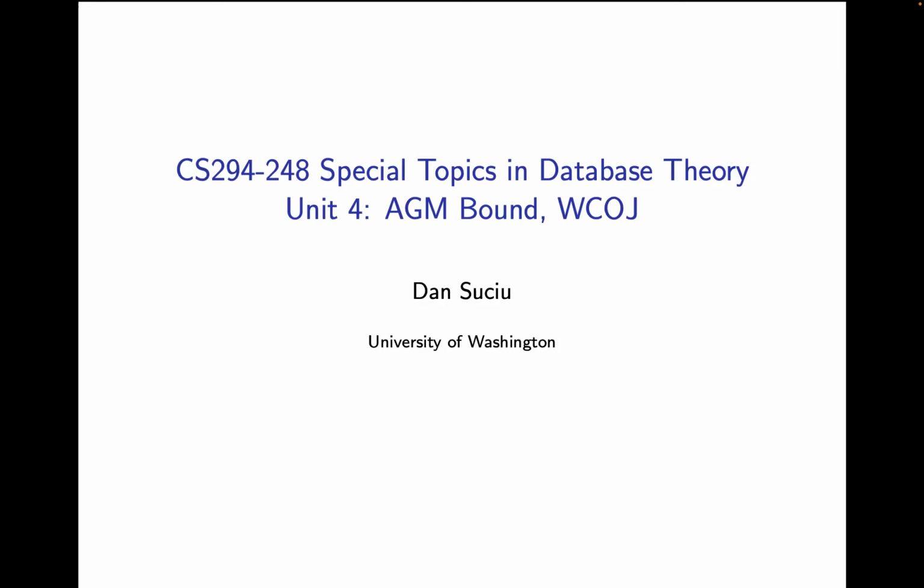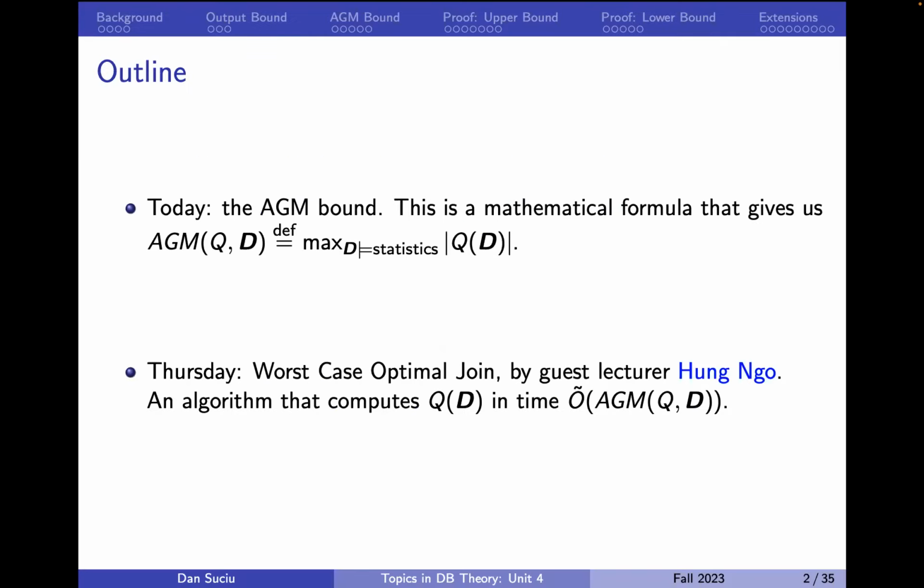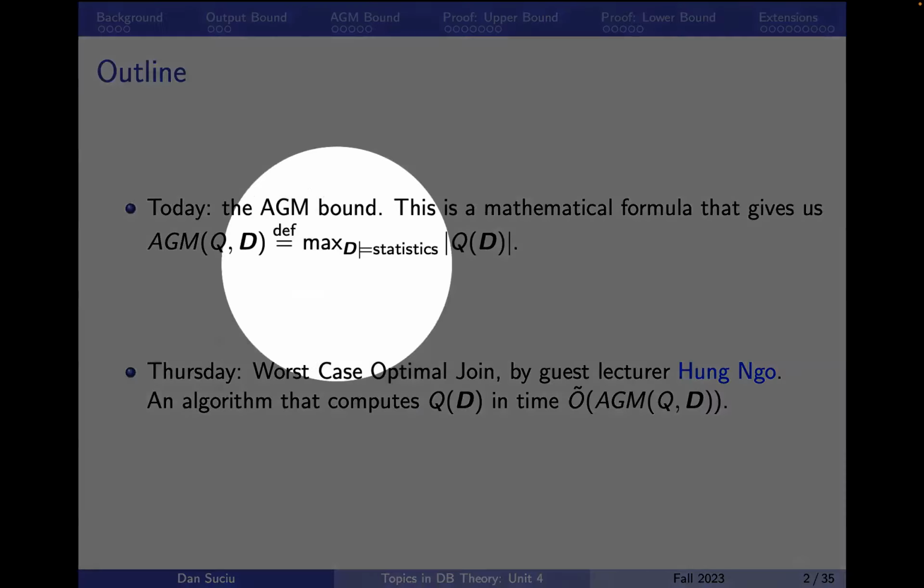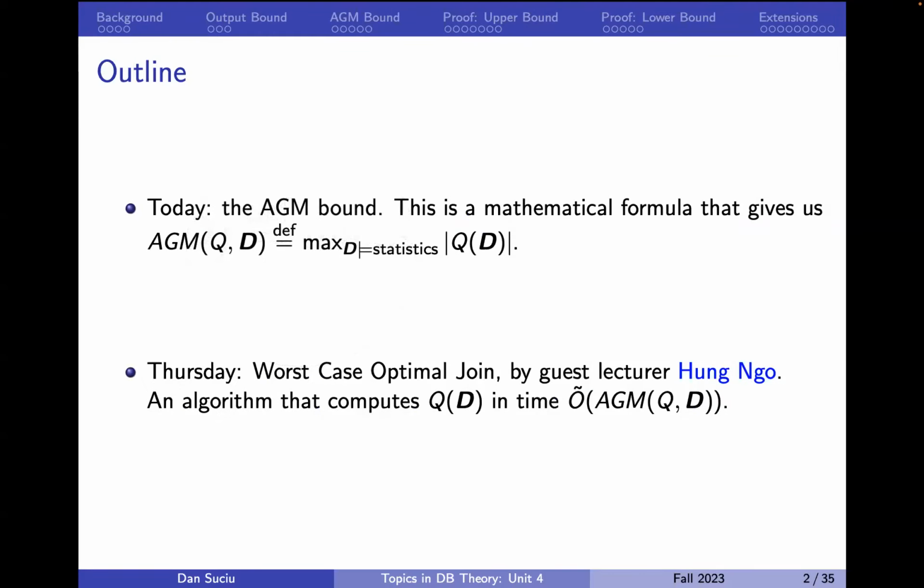All right, so ready to start? Let's go for it. So the goal for today is to discuss the AGM bound, which is a mathematical formula. It's an elegant, very elegant mathematical formula that, given a full conjunctive query and statistics on the database, actually these are quite boring statistics, they're just the cardinalities of the relations, gives us a formula that describes precisely the maximum cardinality of the output of the query. Very interesting formula.